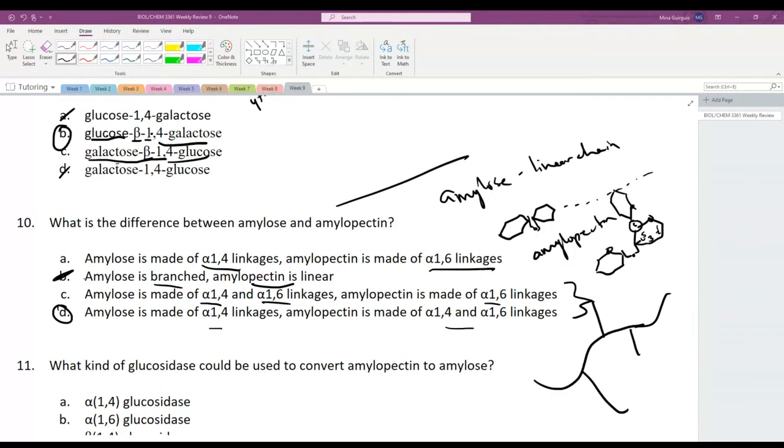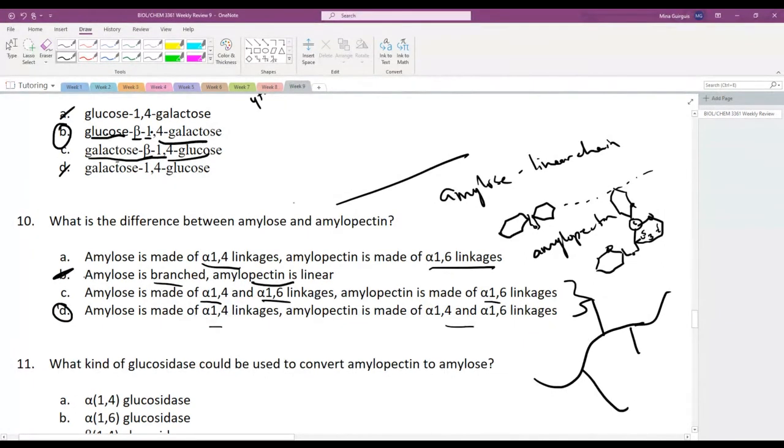It depends. So that's, for the most part, yes. But for example, if you had a pattern of alpha 1,4, alpha 1,6, alpha 1,4, alpha 1,6, it's still a linear chain. It's still one single chain. It's not a branch chain. It's just got alternating bonds. What we see with amylopectin is the same glucose molecule has multiple bonds, and that's what makes it branched. Does that make sense?